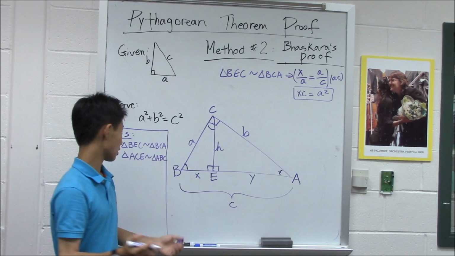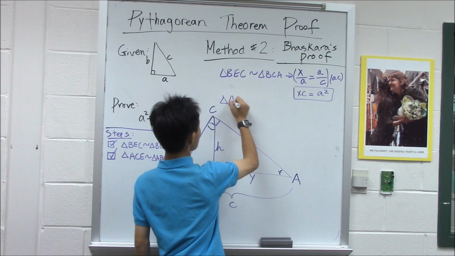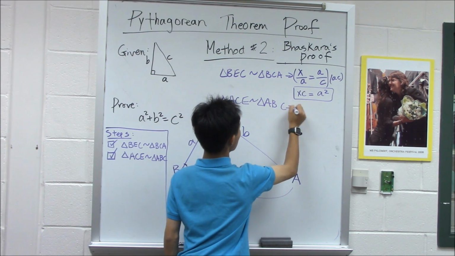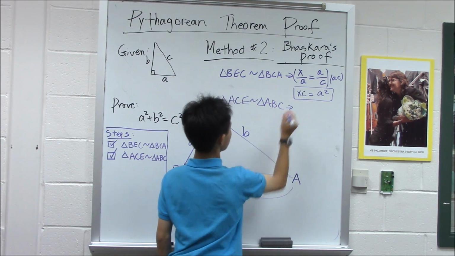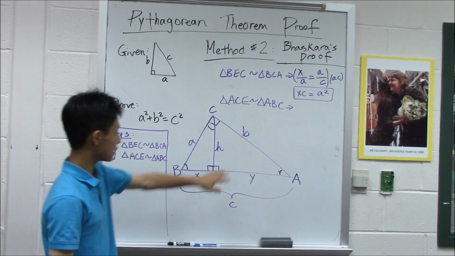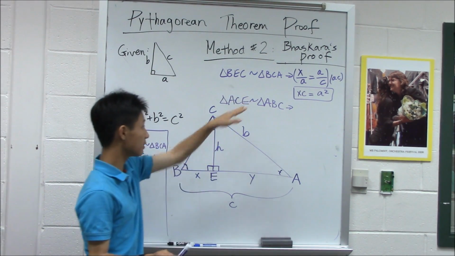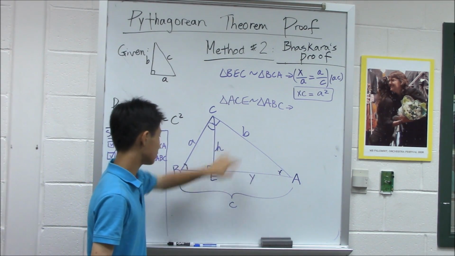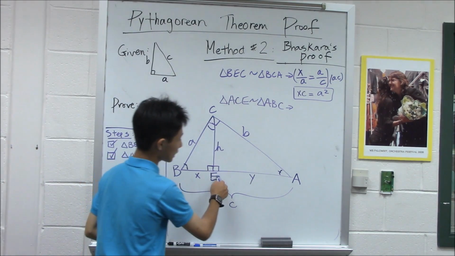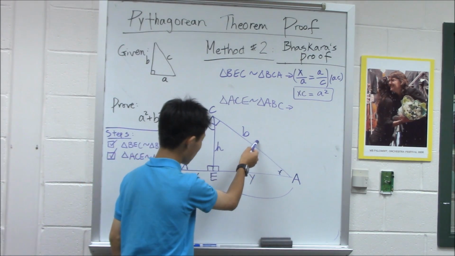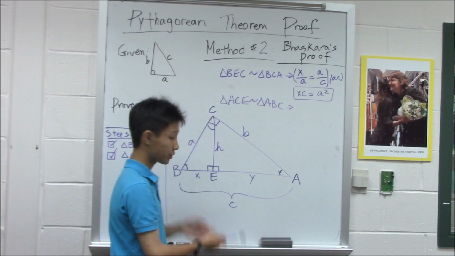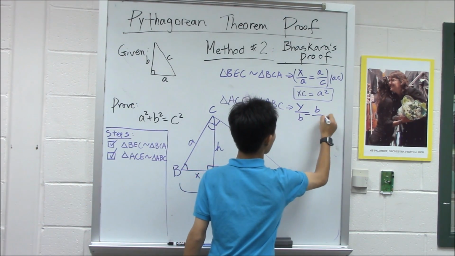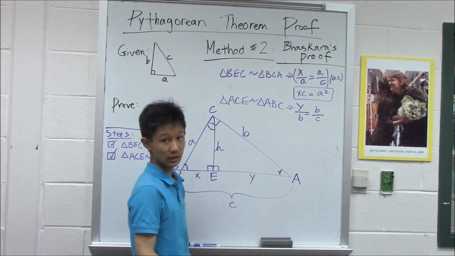Now, let's do the other triangle. Triangle ACE is similar to triangle ABC. And from that, we can also find some other ratios. The ratios we can see here are the same as the previous one. We can show that Y to B is the same as B to C. This is because it is the longer leg of the right triangle to the hypotenuse, and the longer leg of the other right triangle to its hypotenuse. We can express that as Y over B is equal to B over C.